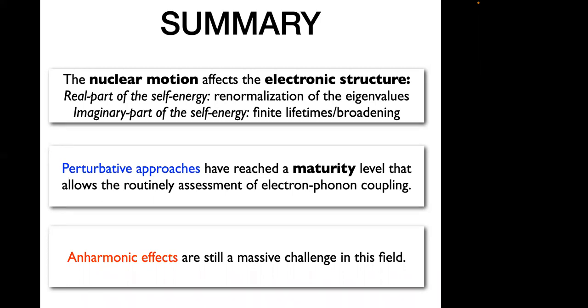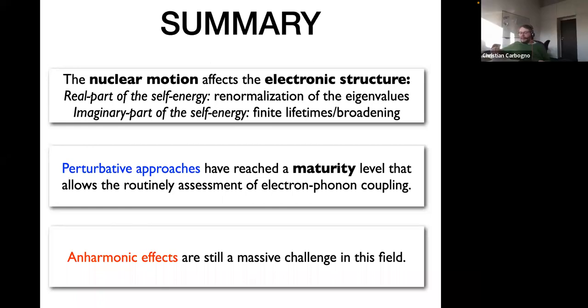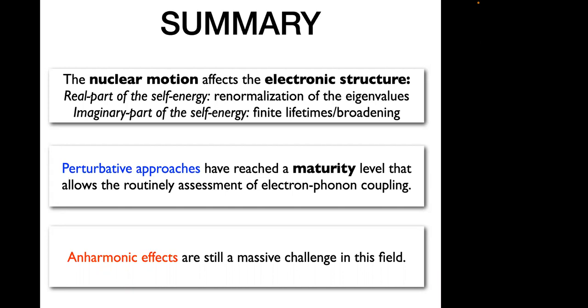I think it's less computational time. It's just that one generally has less experience with it, and so one has to be more careful. It's not just a routine calculation like a normal electronic band structure. Okay. Great. Thank you.